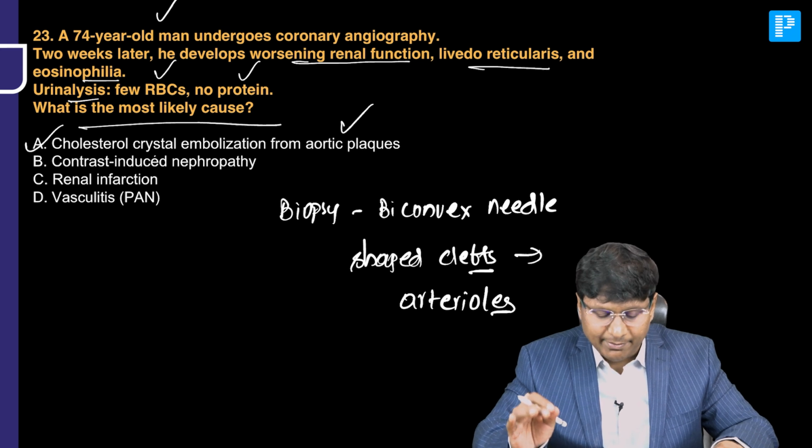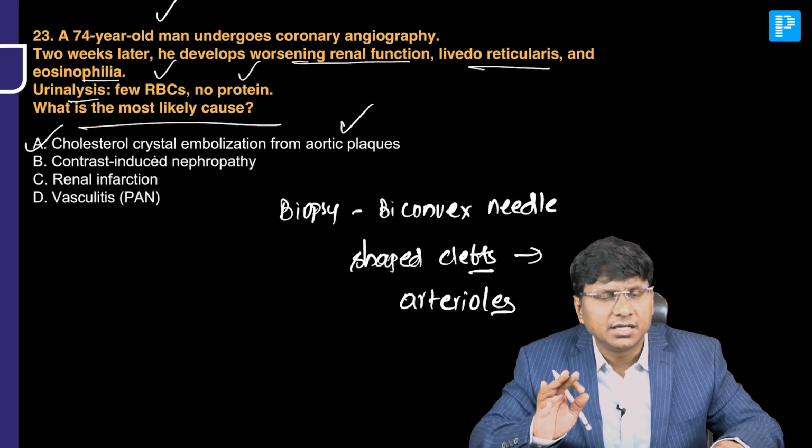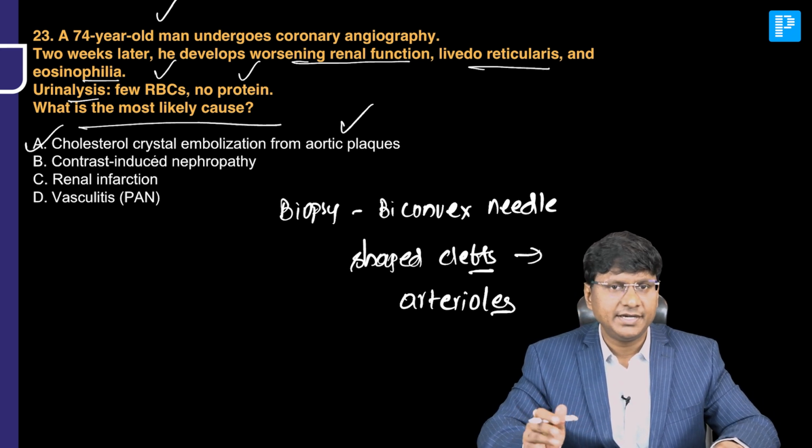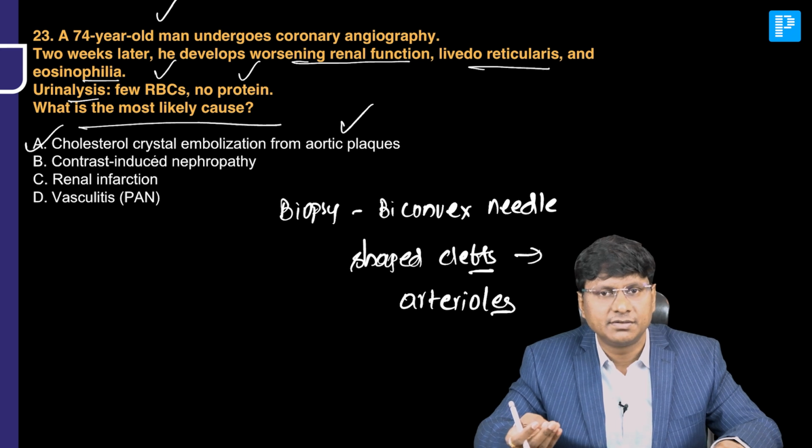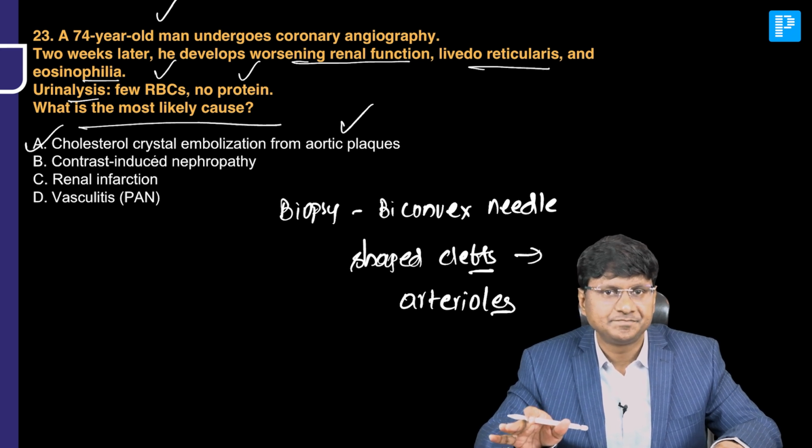So cholesterol crystal embolization from aortic plaques is like the picture that has been observed, right? Where the skin findings are livedo reticularis, blue toes, and there is also eosinophilia, right?